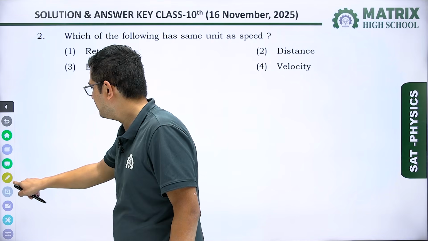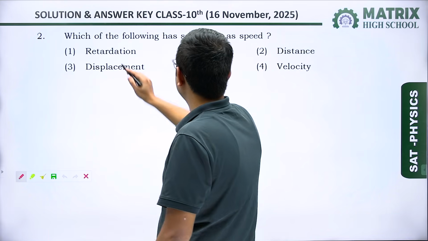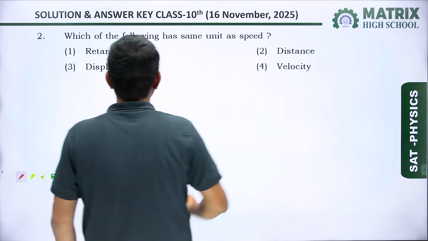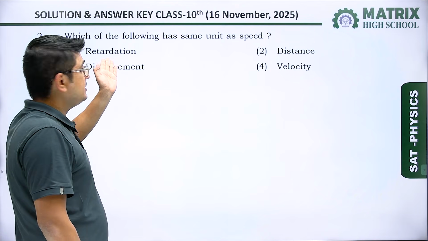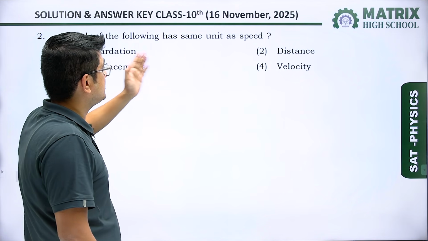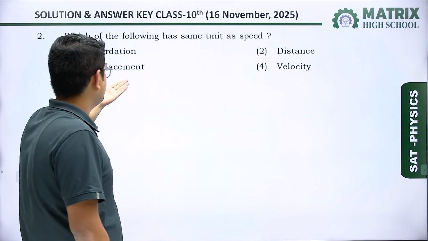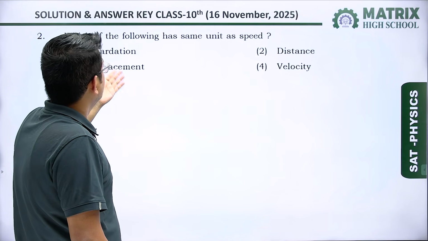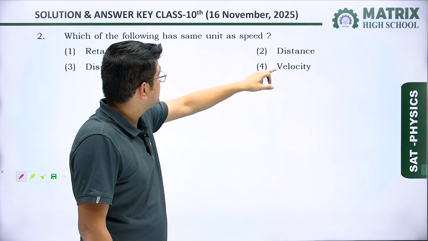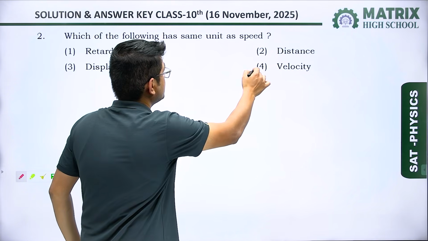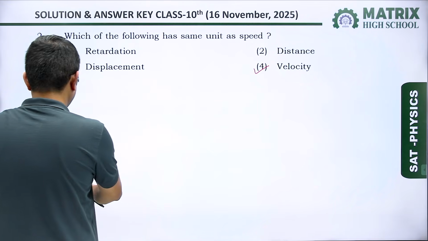Next question. In next question, which of the following has same unit as speed? As we know that retardation has unit meter per second square, distance has meter, displacement also have meter. So the velocity unit is meter per second. That means option 4 is our correct answer.